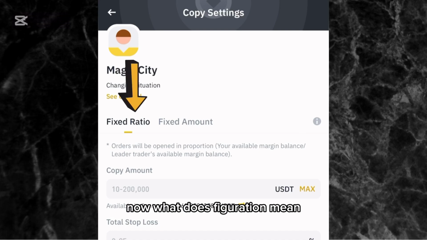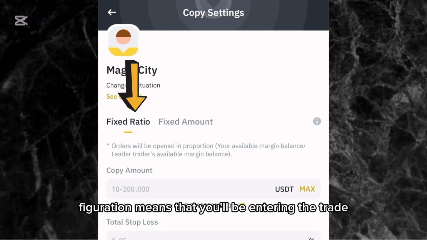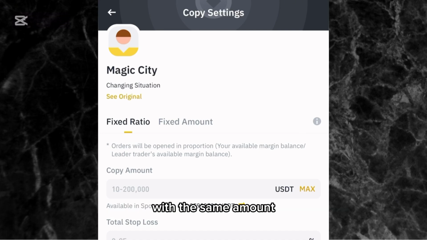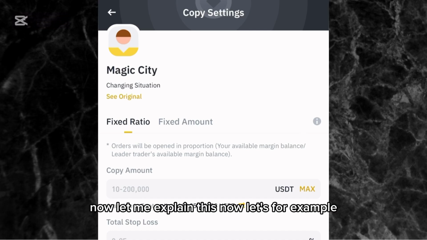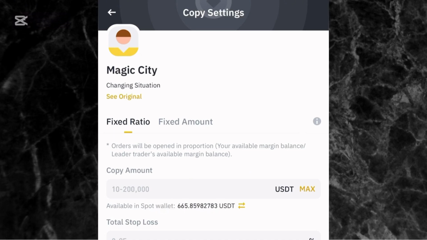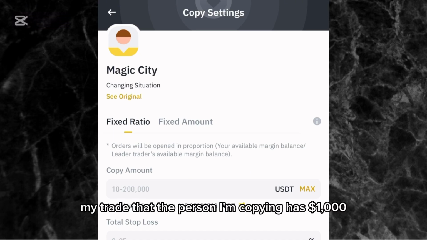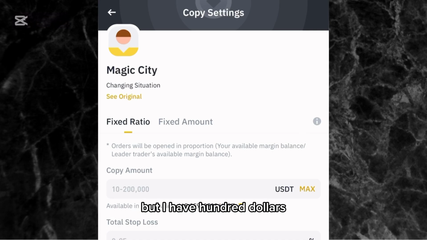Now, what does fixed ratio mean? Fixed ratio means that you'll be entering the trade with the same amount relative to the amount your trader is using to enter the trade. Now, let me explain this. Let's say, for example, I want to use $100 to copy this trader, and I'm picking fixed ratio. Now, let's say my trader, the person I'm copying, has $1,000, but I have $100.